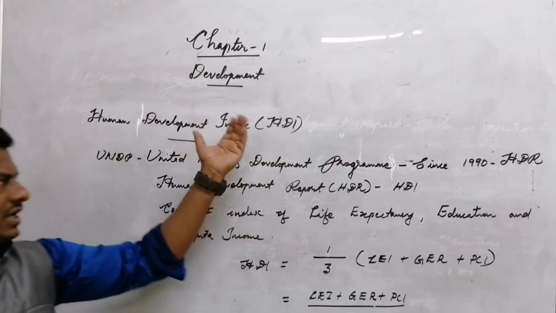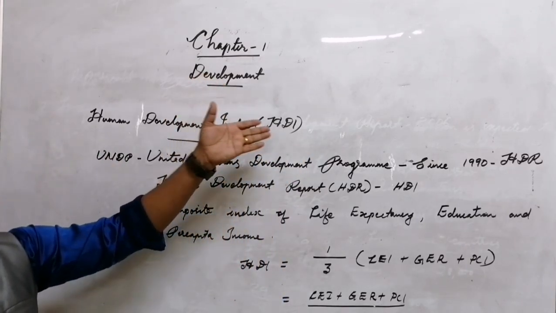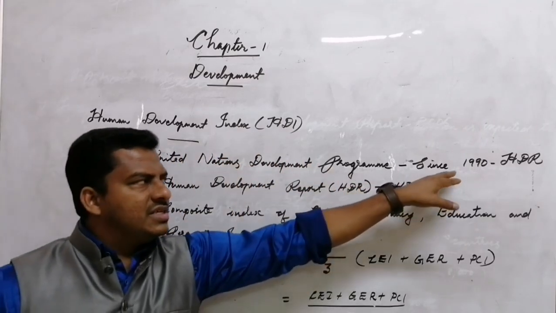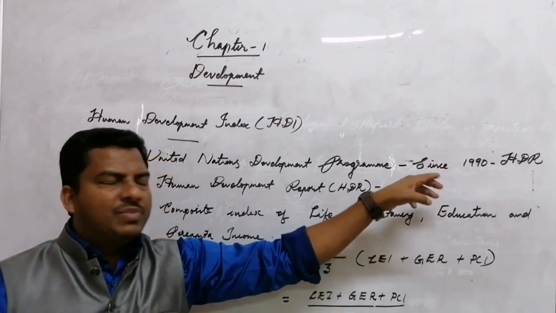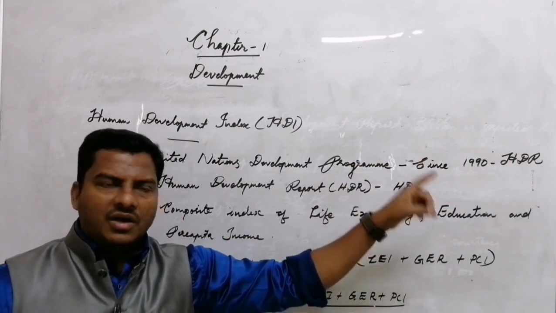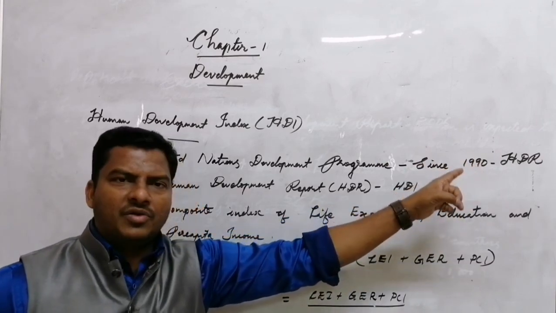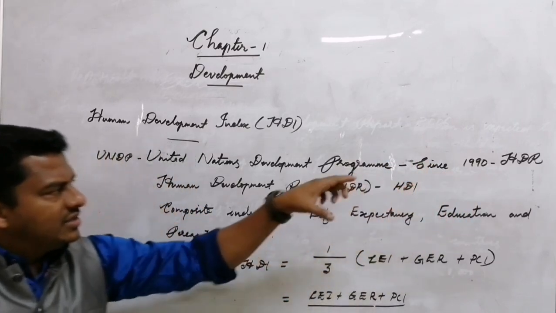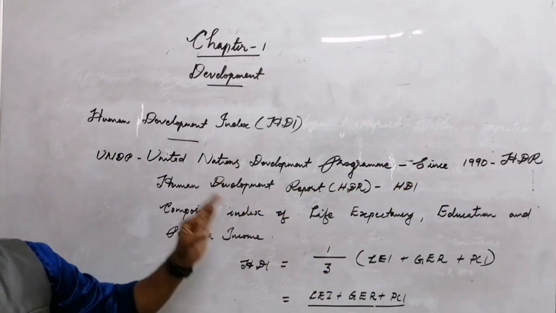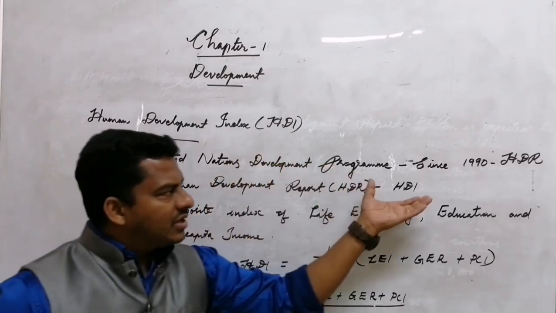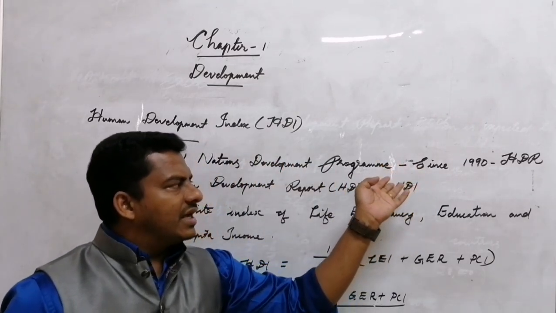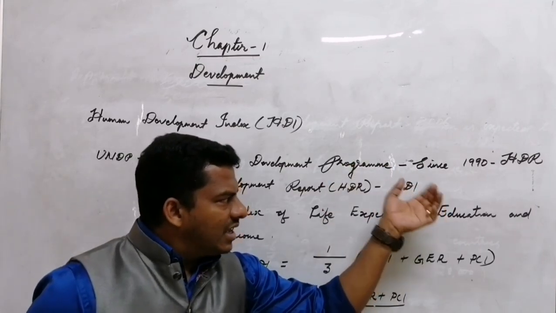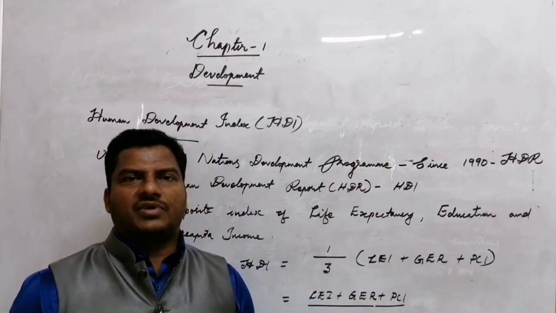This Human Development Index is developed by UNDP, United Nations Development Programme. Since 1990, UNDP has been publishing a report yearly, and that is the Human Development Report. Every year they are publishing this report. In this Human Development Report, they clearly explain one development indicator, and that is HDI, Human Development Index. So Human Development Index is a composite index of development.